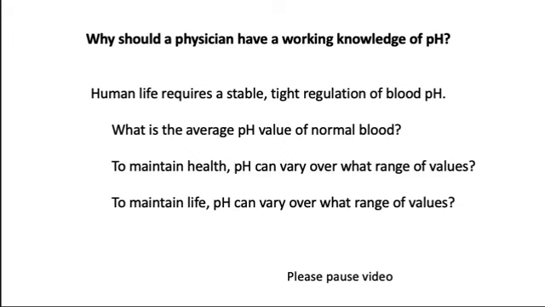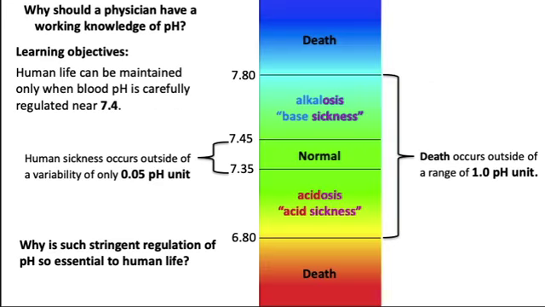Along those lines, what is the average pH value of normal blood? And how much can it vary before you get sick and before you die? These are values that as a physician you will know cold, I guarantee it. In fact, the human body controls pH stringently within 0.1 pH units. The pH of a healthy person's blood will be very close to 7.4. It will be between 7.35 and 7.45.